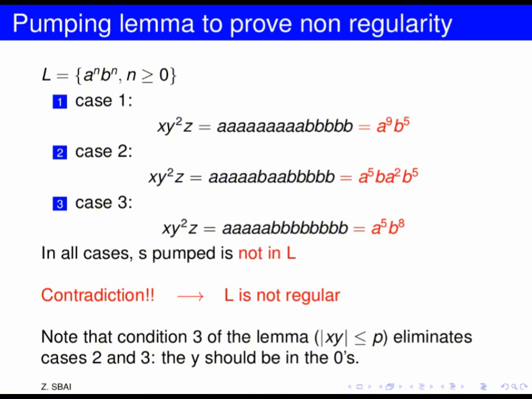Okay? And note that condition 3 of the lemma states that the length of xy together should be less or equal to p, and this can already eliminate cases 2 and 3. Okay, and work only on case 1, which states that the y should be chosen in the a's part. That's the idea of the pumping lemma and how to use it to prove that a language is not regular.